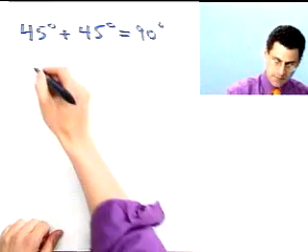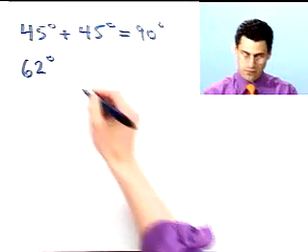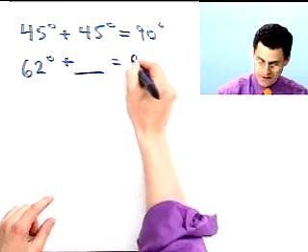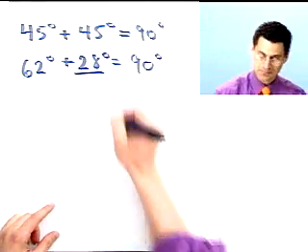What's the complementary angle of 62 degrees? Well, you have to ask yourself, what angle do you have to write in there in order for this to equal 90? And so, well, that's just 28 degrees.